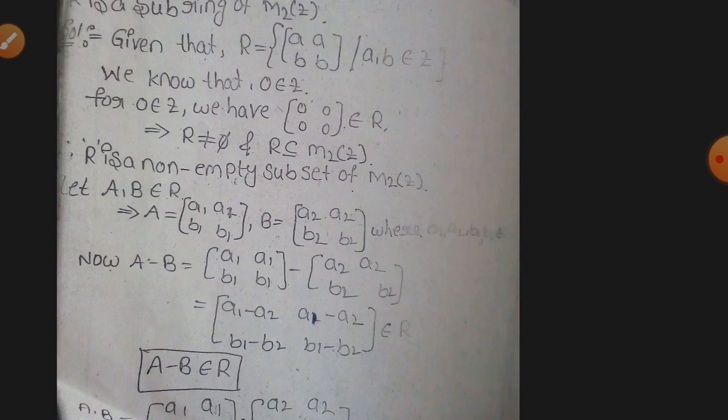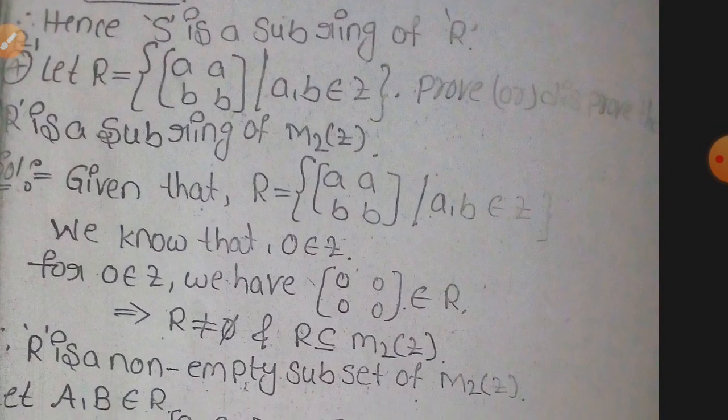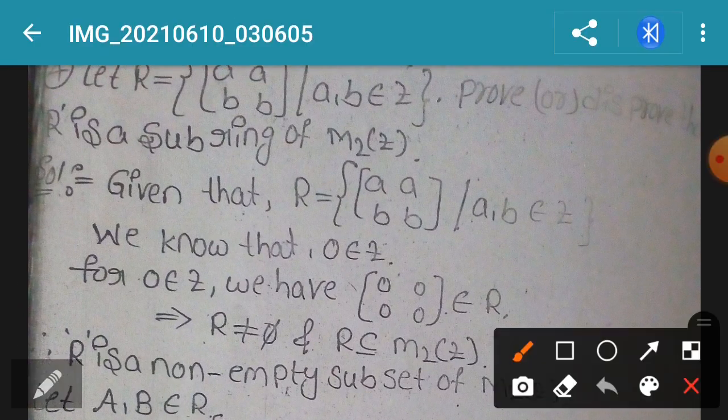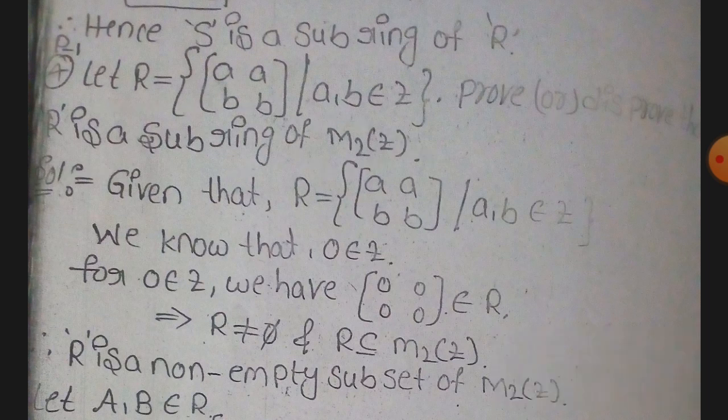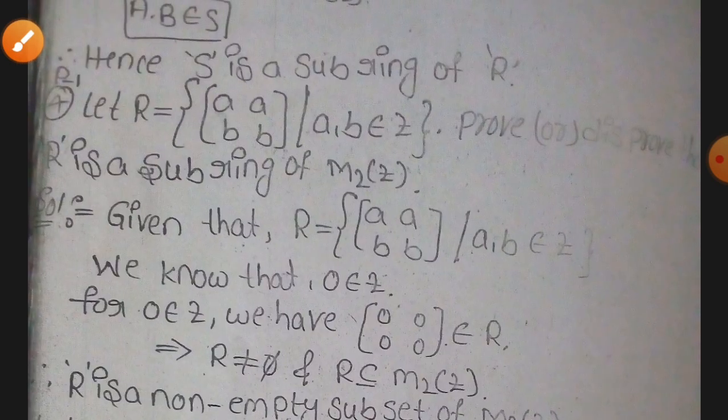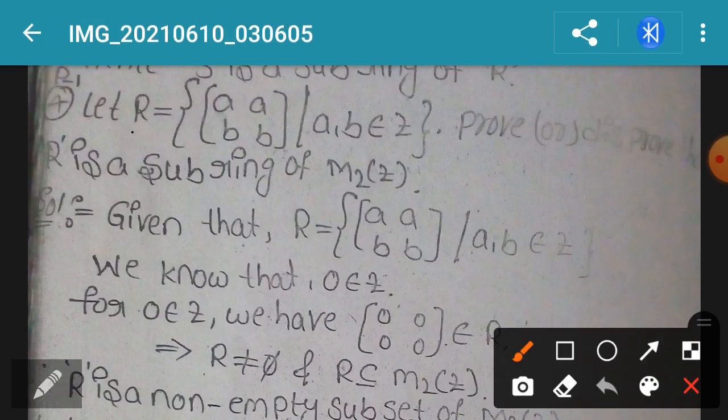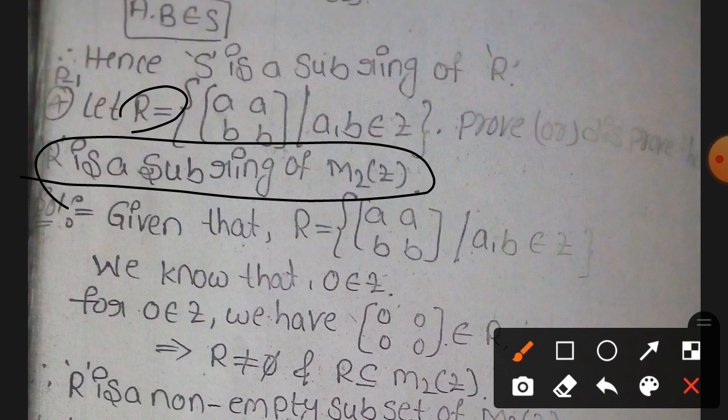So next problem is in the form of R equals some 2 by 2 matrix. Prove or disprove that R is a subring of M2 of Z. Observe, R is a subset of M2 of Z, and the subset condition is there. We are proving R is a subring.